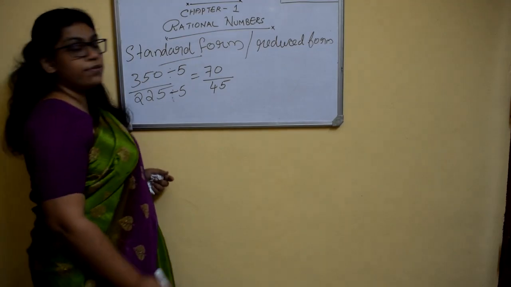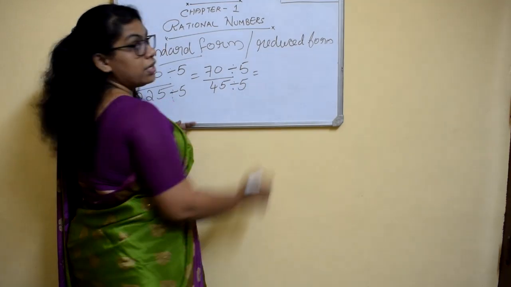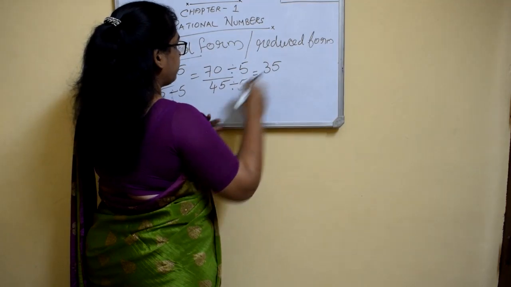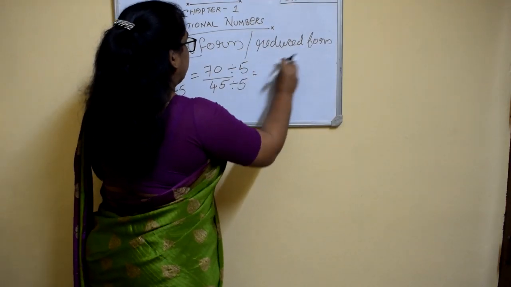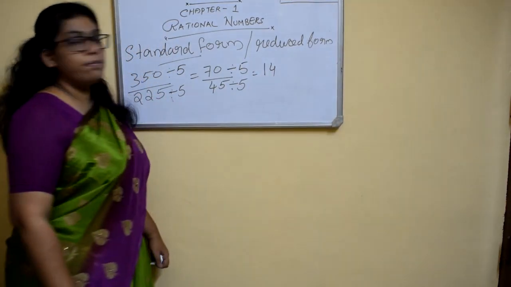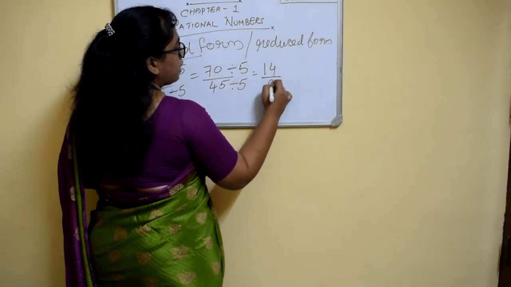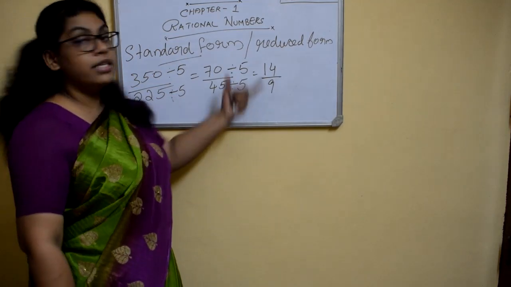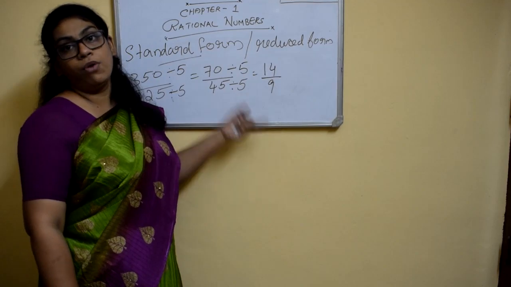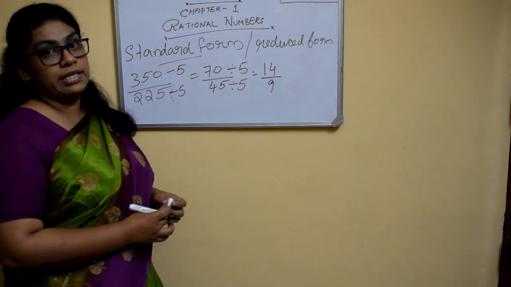Next, 70 and 45. Again the common factor is 5. So 70 divided by 5 is 14, and 45 divided by 5 is 9. This is 14 by 9. There is no common factor between them. So this is the reduced form or standard form of 350 by 225.